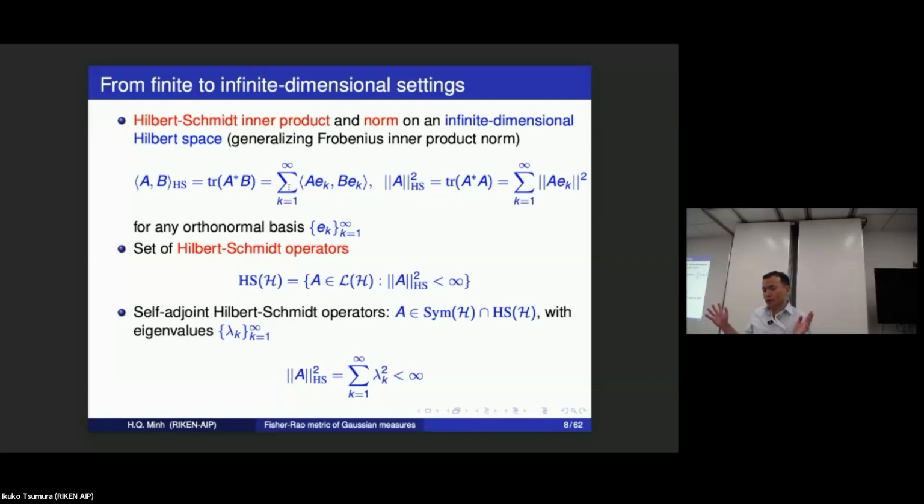the trace of A star B, so it's the same as in the Frobenius inner product, except that we now have infinitely many terms. We can re-specify it in terms of an orthonormal basis, and it holds for any orthonormal basis. So it's an infinite sum, and we have the set of Hilbert-Schmidt operators where the norm is less than infinity. In the case when the operators are self-adjoint, that is symmetric, this is just given by the sum of all the eigenvalues squared.